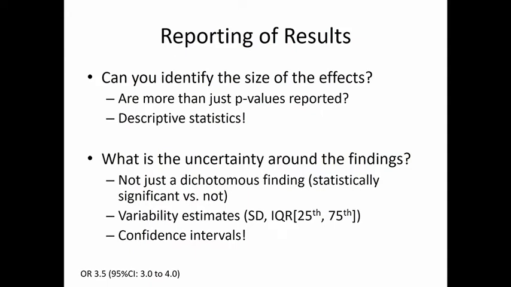And confidence intervals are really great. So for example, like odds ratio 3.5, 95% confidence interval 3 to 4. That tells us a great deal about the uncertainty. When you report your results in the abstract, this is what we're going to want in anesthesiology. If you read any of the big journals, that's what they do as well.